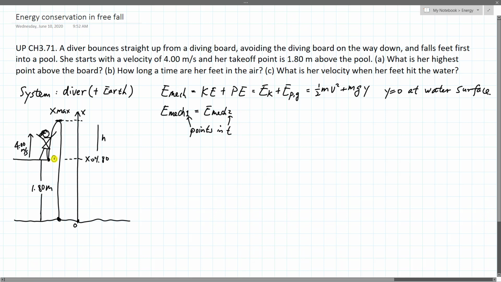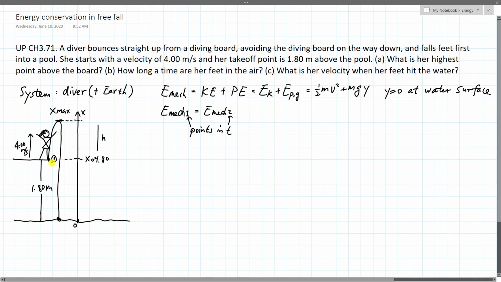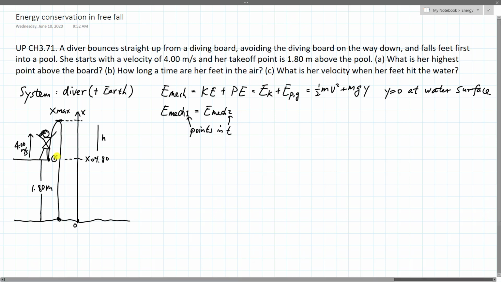Here's 1. 1 means she just jumped off the diving board. So her feet are off the diving board. The diving board is no longer acting on her, and she's entirely under gravity. So remember that example, the demo with the skateboarder, right? Just coming down, up, down, only under gravity's influence that changes her speed.